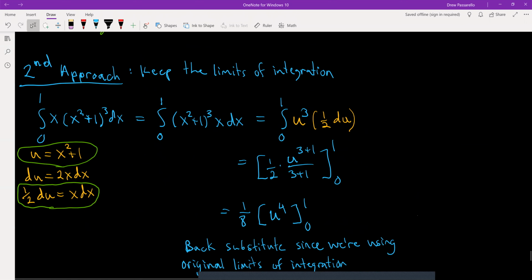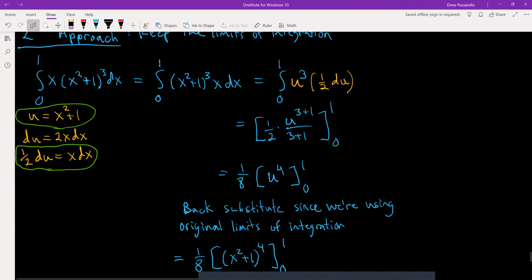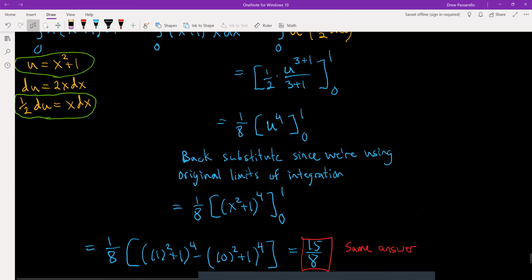All right, so this is all the same. So I have 1/8 times u to the 4th, and I keep the limits at 0 and 1. So now I back substitute what u was. U was x squared plus 1. So I have 1/8 times, in brackets, x squared plus 1 to the 4th, with the limits of integration 0 to 1. So if I keep the limits of integration, I don't change them, then I have to back substitute everything in terms of x.